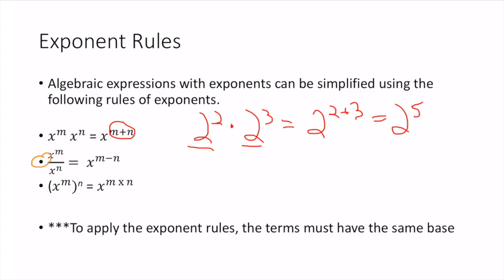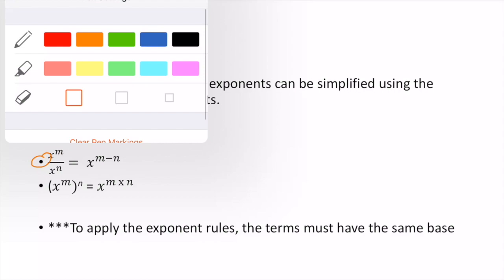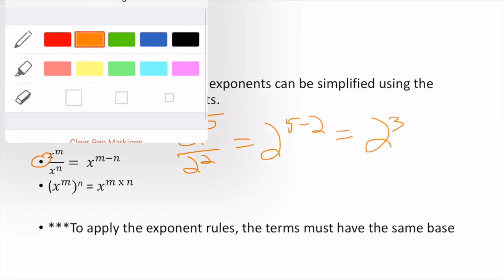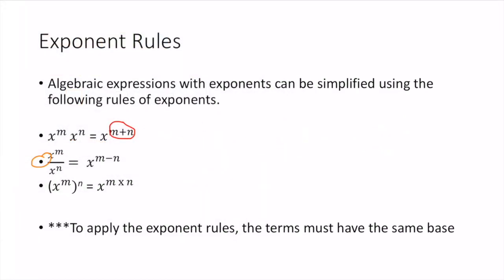The next one, when we're dividing exponents of the same base, instead of adding like we did when we multiplied, now we just subtract those two exponents. So for instance, if we had 2 to the power of 5 divided by 2 to the power of 2, again our base is the same, we can rewrite it, and we would just do 5 minus 2. 2 to the power of 3. These will help us simplify our equations and let us work with simpler numbers.